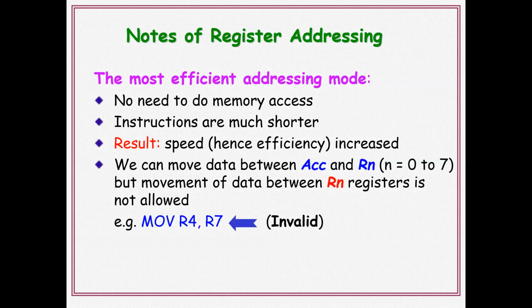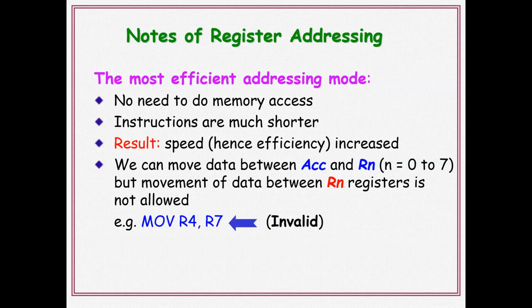And what are the note points in register addressing mode? The most efficient addressing mode is register addressing mode. There is no need to do memory access, and instructions are much shorter, so speed is increased. We can move data between the accumulator and the R registers. Here R0 to R7 are available, but movement of data between R registers is not allowed. It is one note point in the 8051 microcontroller.